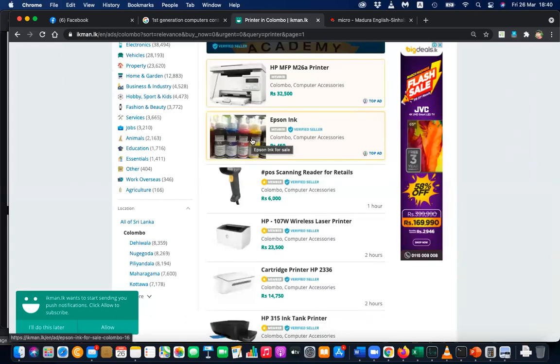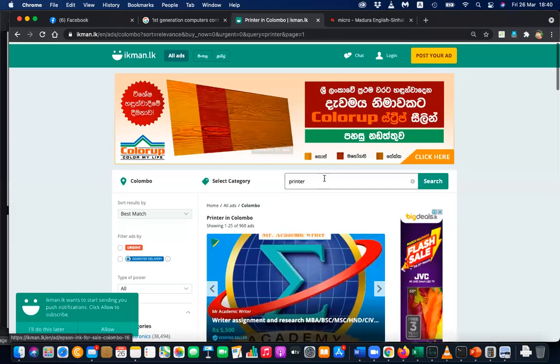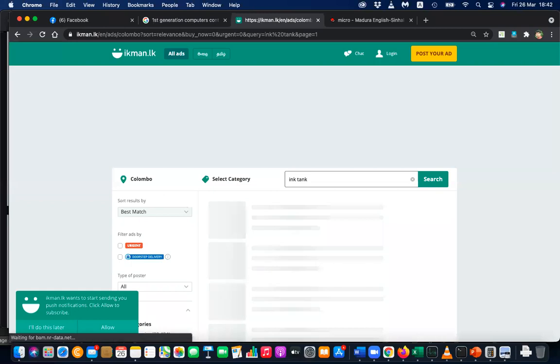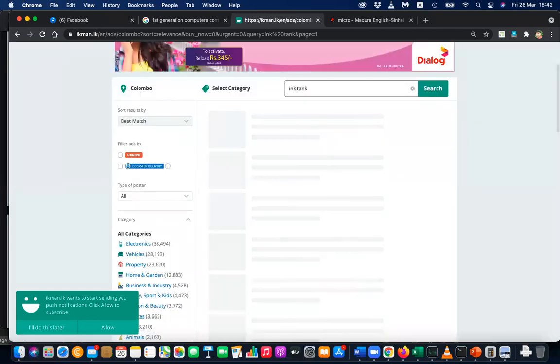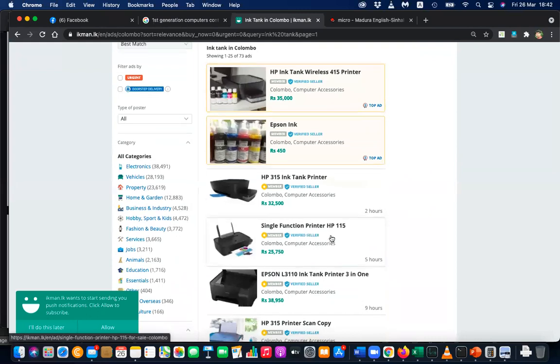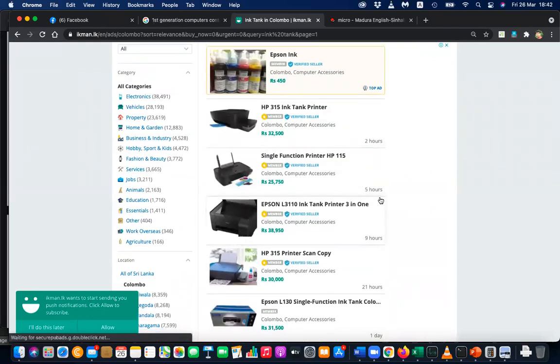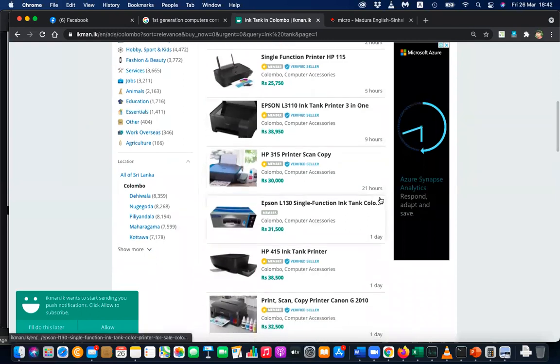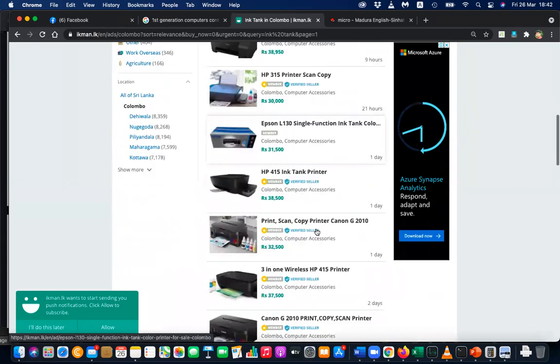An ink tank printer is a good alternative. With an ink tank you can print color printouts, and the cost is around 20,000, 22,000 to 24,000. An ink tank printer is a good solution. It seems the cost is a little bit high, but it's not much higher. You can buy a single function one for around 31,000.